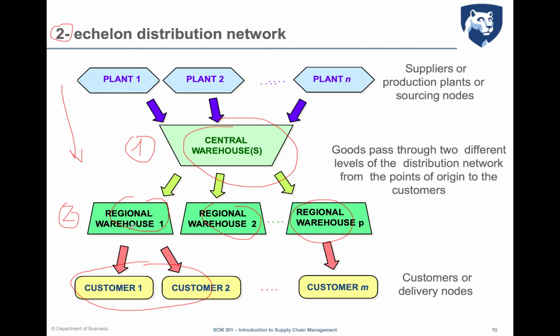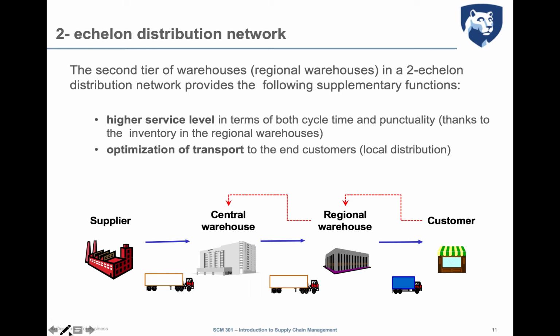So, as I told you in class, regional warehouse 1 in this case has only the products that are requested by customer 1 and customer 2. That's why it's regional, because it has a regional variety. So it includes stock only for the regional market. Of course, why have a regional warehouse? Because regional warehouses are closer to the customer, so they can give a higher service level, because they can reduce the cycle time and improve punctuality, because they are near the customer and they can sense the demand of the customer and satisfy it in a more effective way.